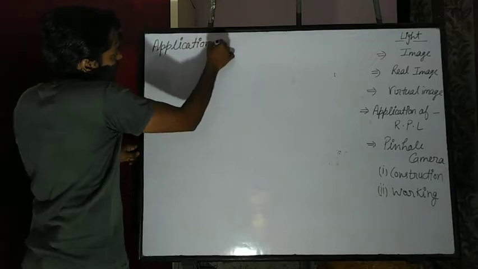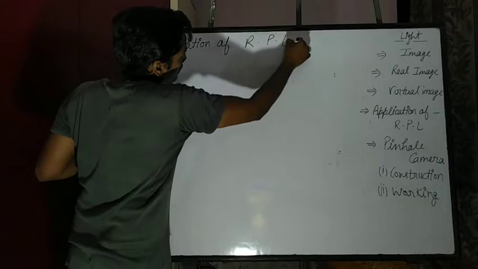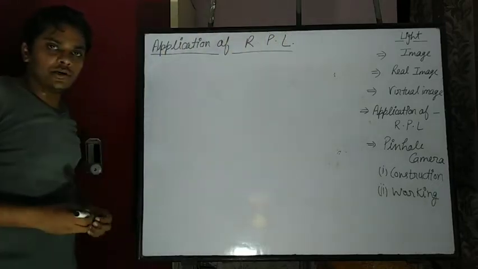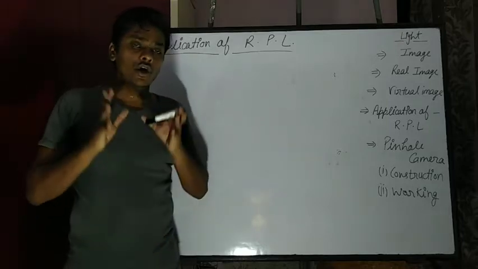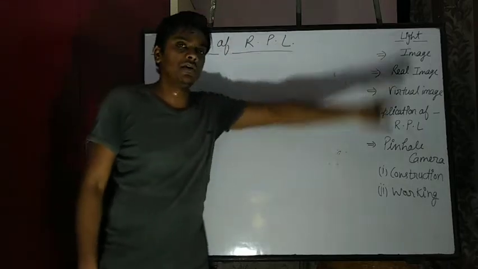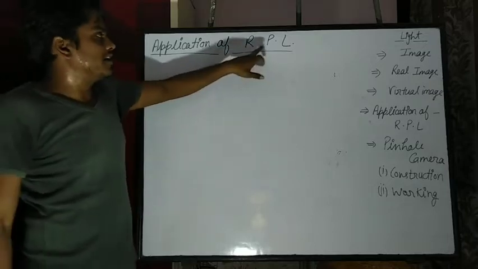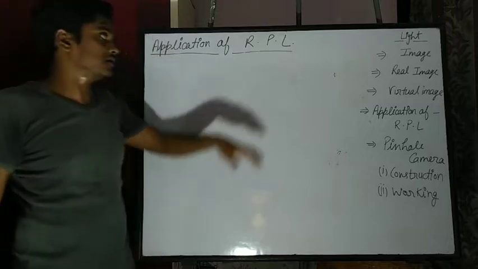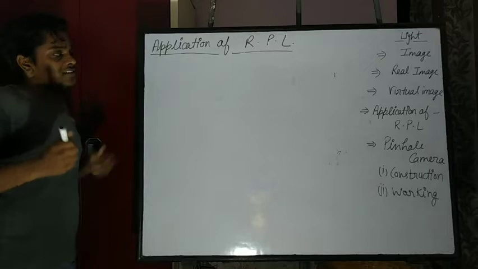Application of rectilinear propagation of light. So what is the rectilinear propagation of light? We have already discussed it in lecture 1, so you can see that video of the same chapter. In short, because light travels in a straight line, that property is known as rectilinear propagation of light. So what is the application of that?